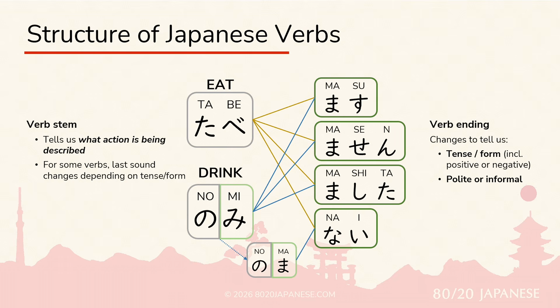Altogether, Japanese verbs are really quite predictable. We have the stem, which tells us what the action is, and then the ending, which tells us the tense or the form, as well as whether it's polite or informal. This is great because it means we don't have to spend time learning individual verb conjugations for different verbs, which is sometimes the case in other languages. We just need to learn the base verb and then apply the appropriate ending, and maybe manipulate the stem a little bit if we need to. Then we get the verb that we want in the form that we want. And now you know how Japanese verbs are structured. Now you just need to go and learn the different forms and when to use them.